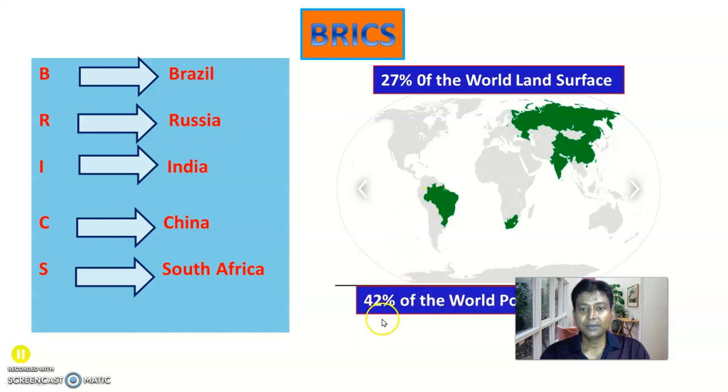Another piece of information is that 42% of the world population lives in these BRICS countries: Brazil, Russia, China, India, and South Africa. You know that China is the most populated country in the world, and India is the second most populated country in the world. And the total 42% of the world population lives in BRICS countries. You have to remember it.